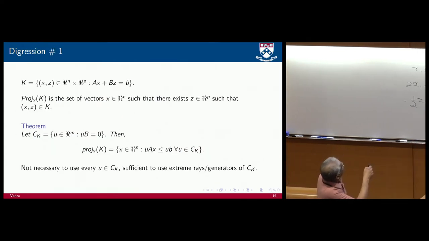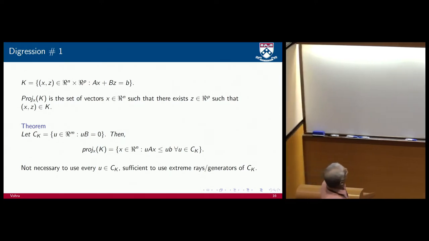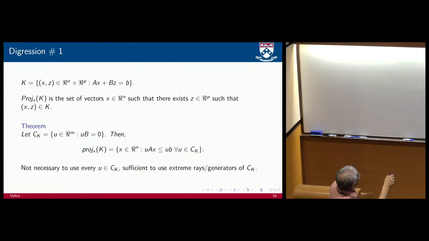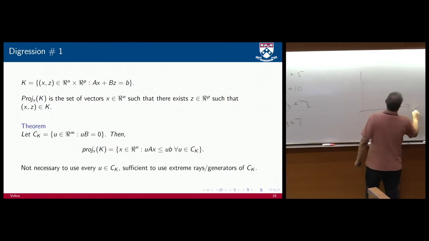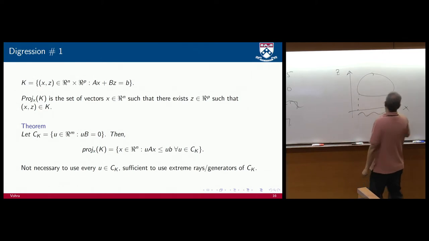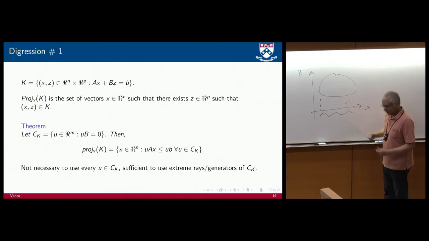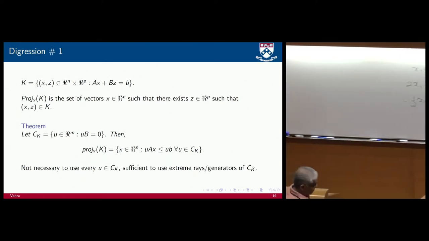Okay, so supposing I have a polyhedron that lives in the XZ space, and it's described in this way. In our application, the x will correspond to the big Q, and the z will correspond to the little q. I want to know what the projection of this polyhedron is in the x space. So here's my polyhedron. I want a description of this. Okay, here's the theorem.